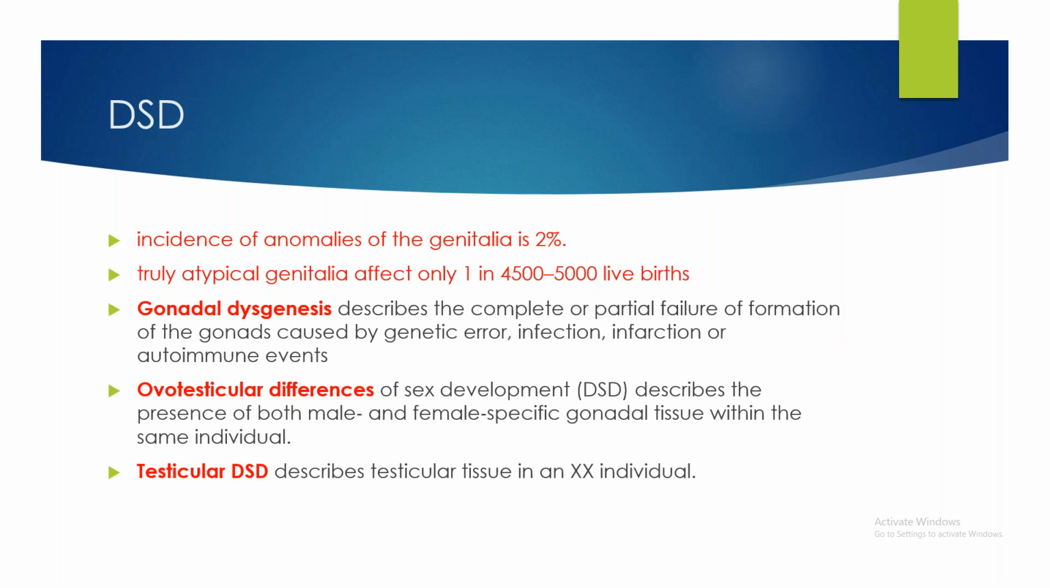Now this is regarding the normal sex development. Now what are these disorders of sex development? Anomalies in genitalia have an incidence of around 2%, while for truly atypical or ambiguous genitalia, the incidence is 1 in 4,500 to 5,000 live births. So now, this truly atypical genitalia or disorders of sex development.